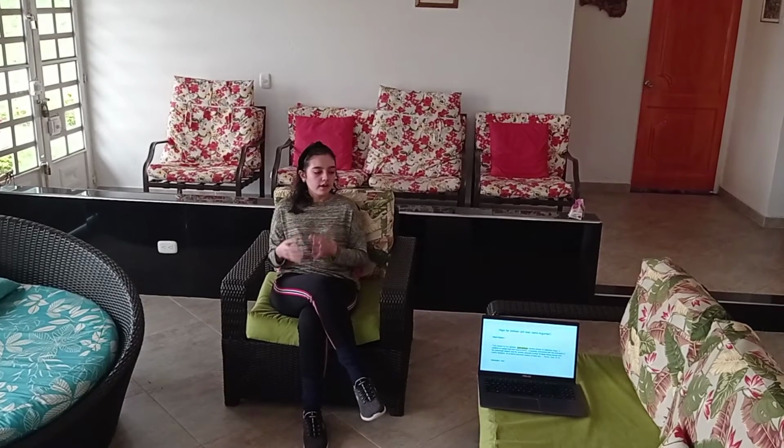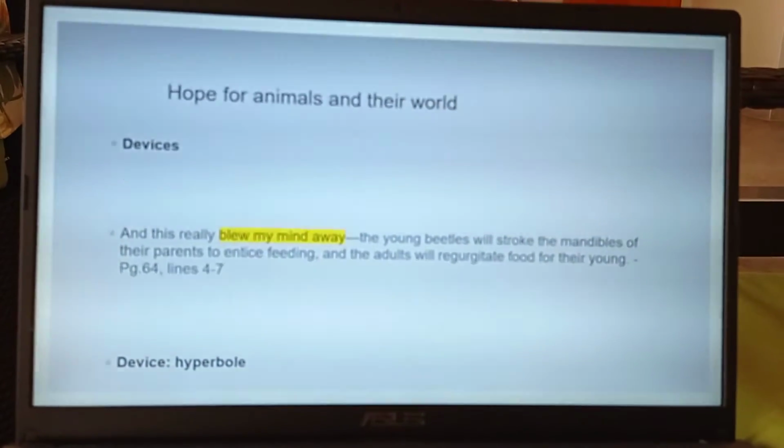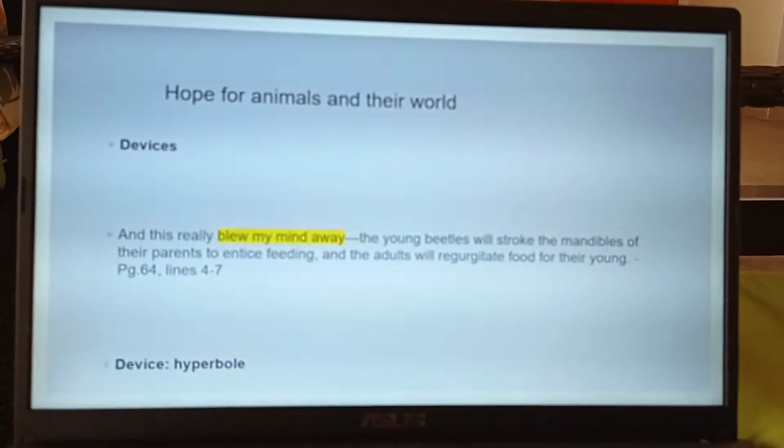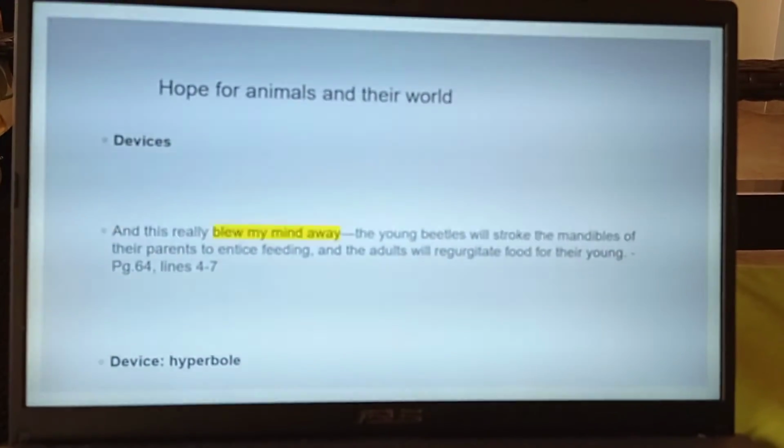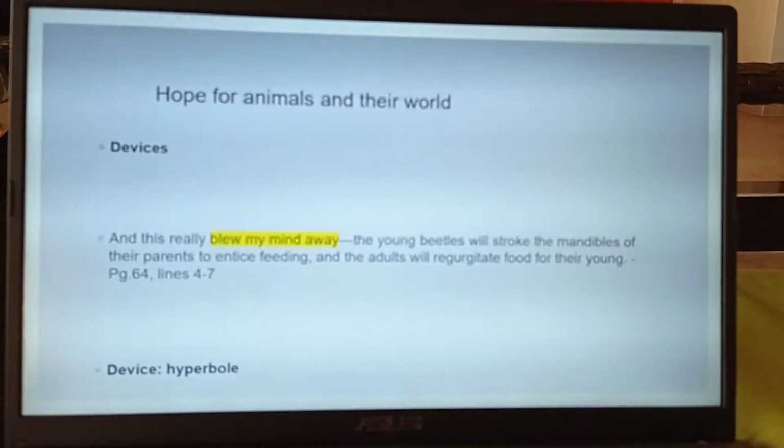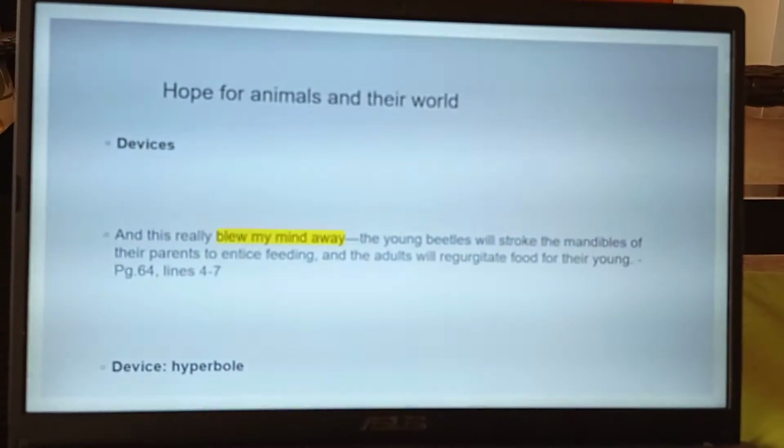And now, going to the second reference, about the devices, it's found on page 64, lines 4 to 7, where it says, "The young will stroke the mandibles of their parents to engage feeding, and the adults will regurgitate food for the young." This reference talks about the feeding of the beetles and is a literary device of hyperbole.